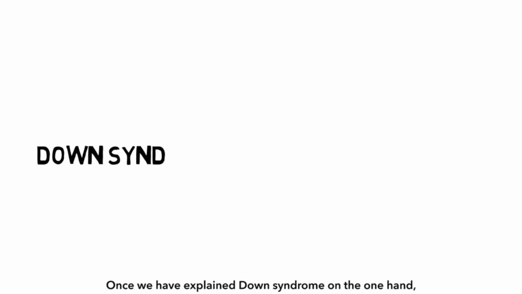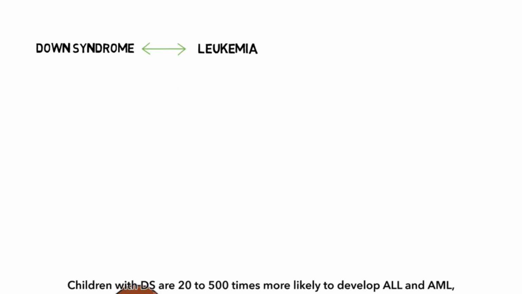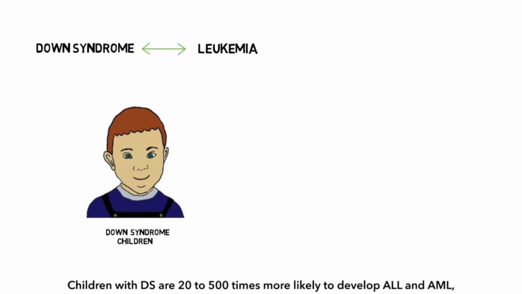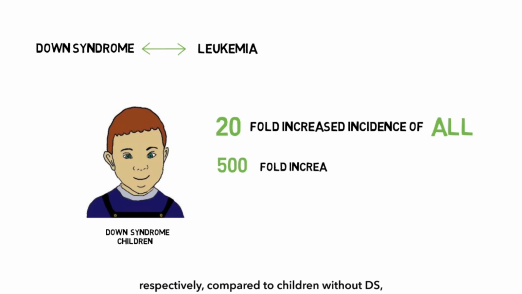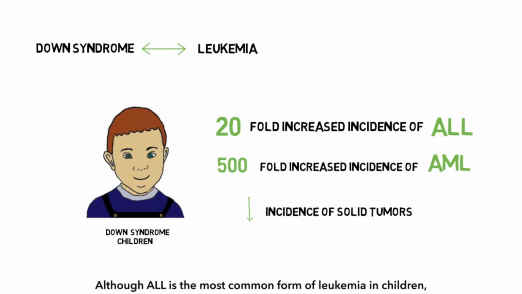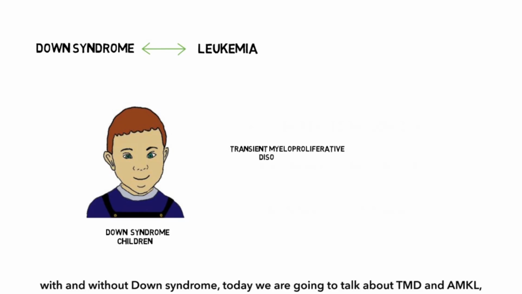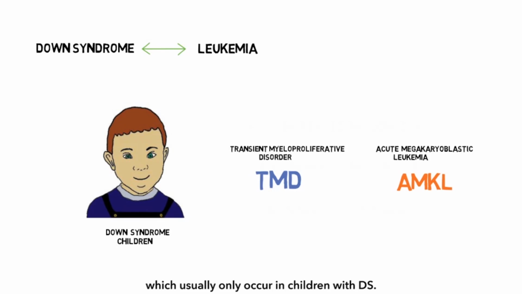Once we have explained Down syndrome on the one hand and leukemia on the other, we will see the relationship that unites them. Children with Down syndrome are 20 to 500 times more likely to develop acute lymphoblastic leukemia and acute myeloid leukemia respectively, compared to children without Down syndrome, although they are less prone to develop solid tumors. Although acute lymphoblastic leukemia is the most common form of leukemia in children with and without Down syndrome, today we are going to talk about TMD and AMKL, which usually only occur in children with Down syndrome.